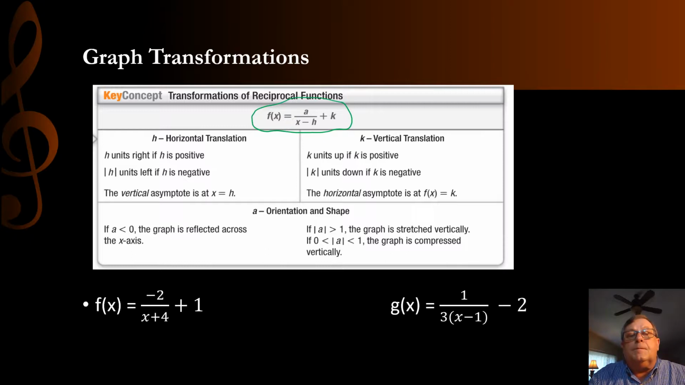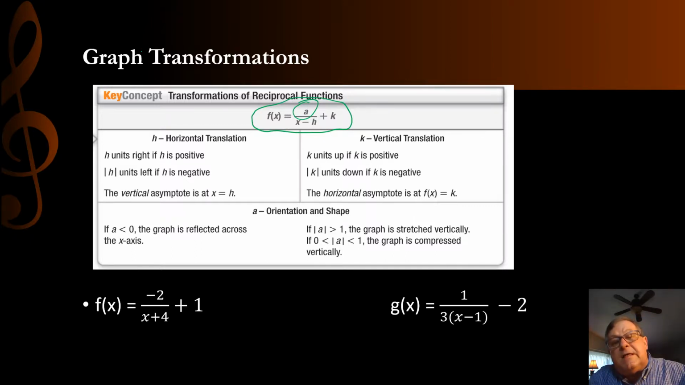Now, the a up here, I'm going to deal with this first, can give us a couple of possible transformations. One, if a is less than 0, in other words, if it's a negative number, it is going to reflect the graph, flip the graph, if you will, across the x-axis. That's a reflection, but the absolute value of a can also give us a dilation, a stretching or compressing of the graph.